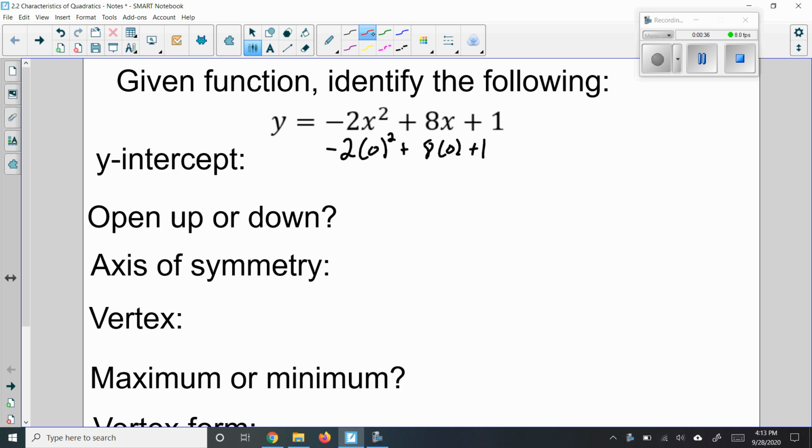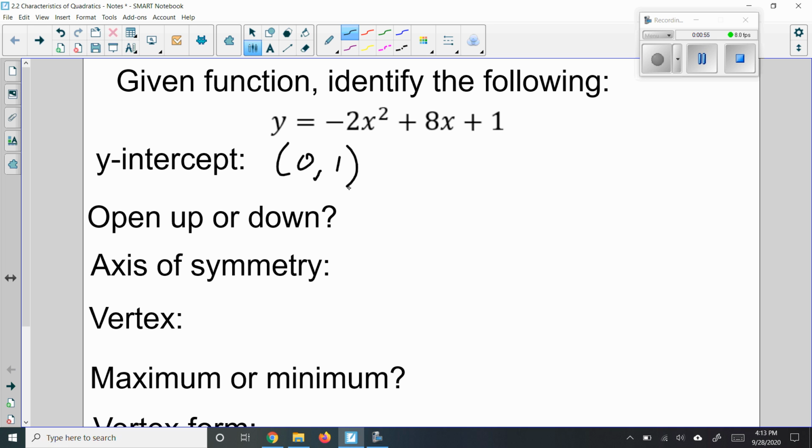Well, anything times 0 is 0, so that's going to go away, and that's going to go away. And we're going to end up with just this last number here. So the y-intercept is the point 0, 1.